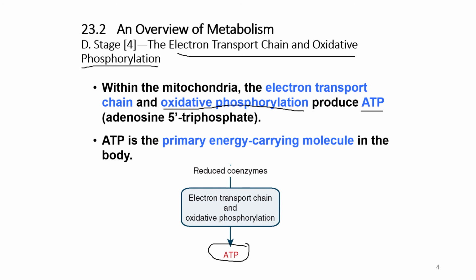And now we're going to take a closer look at these pathways after we introduce some of the very important molecules or coenzymes that participate in these pathways.